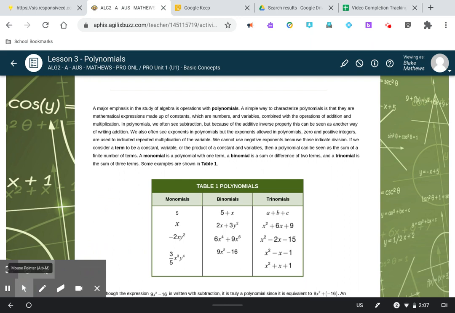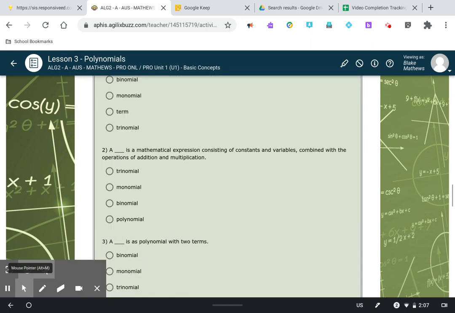polynomials. A polynomial is just any string of terms that are added or subtracted together. Then we have specific names for polynomials that have just one term, two terms, and three terms. Monomials are single term. Binomials have two terms, trinomials have three terms. These are some key things you need to know, some terminology that you need to be familiar with. So that's one major aspect of this lesson.